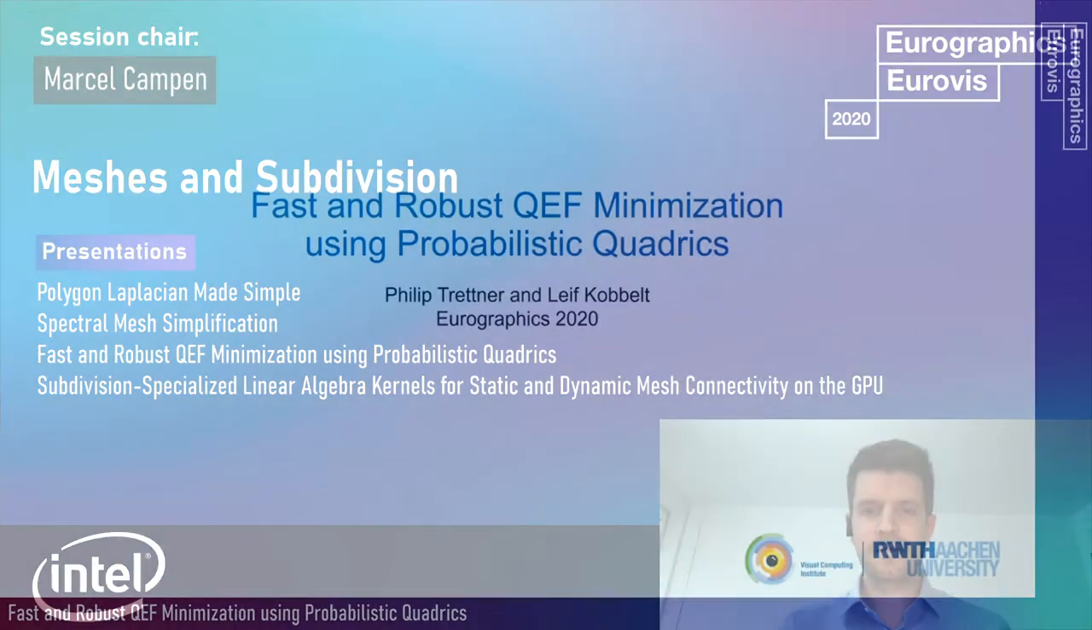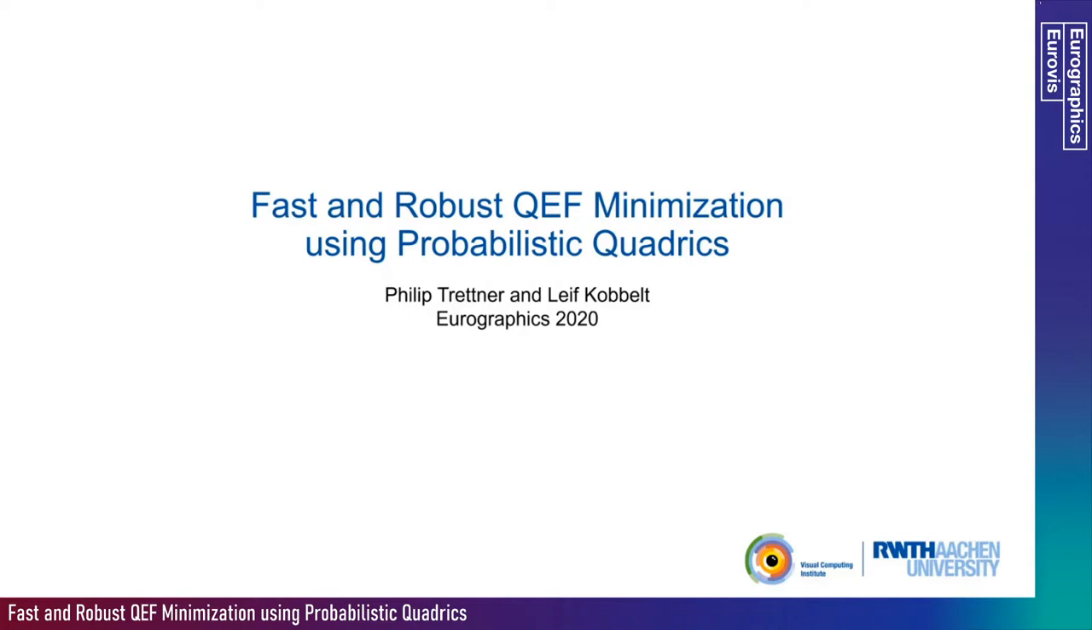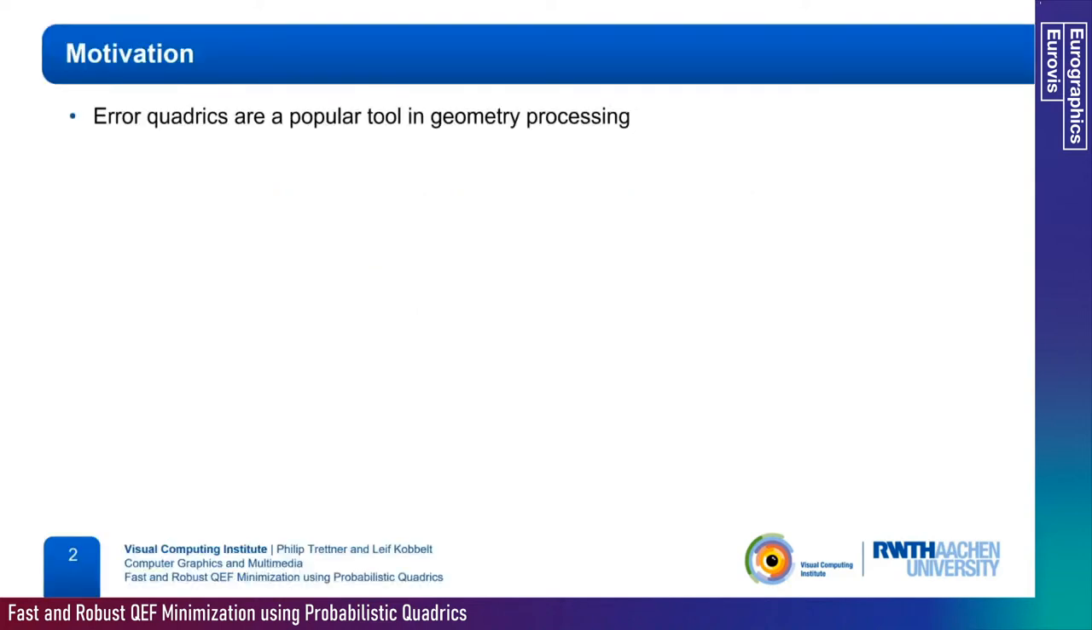Hello and welcome to my Eurographics talk about fast and robust quadric error function minimization using probabilistic quadrics. I'm Philip Trettner and I hope I can provide you with some new insights about an old tool in geometry processing. What I want to share with you today is a new way to define error quadrics, which is a very useful tool that you can apply in different topics such as decimation, isosurface extraction, mesh smoothing or surface interpolation.